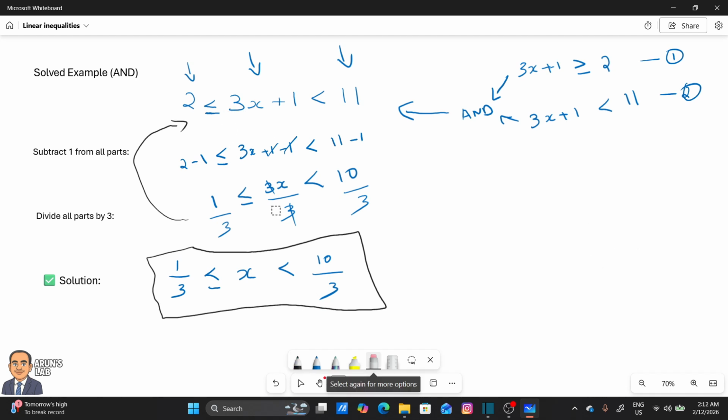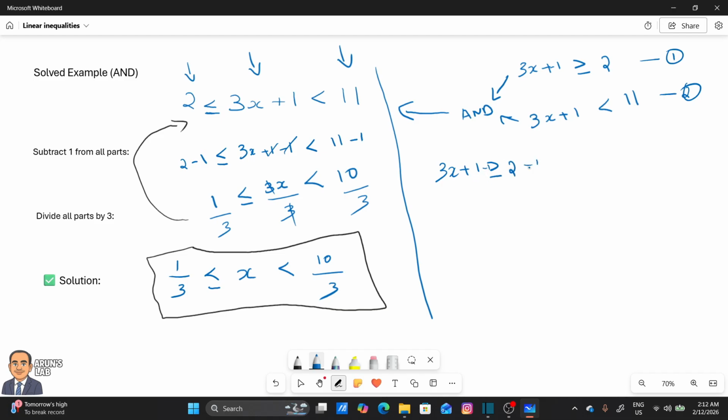Either you can solve this inequality together on the same side, how I solved this, you already saw. We can do it on the same side, or else we can do it separately. For example, 3x plus 1 greater than or equal to 2. The same thing.